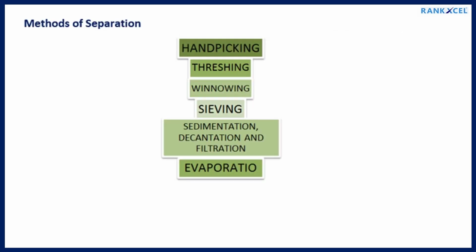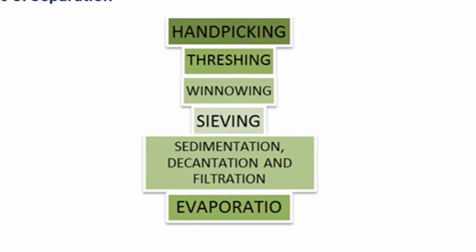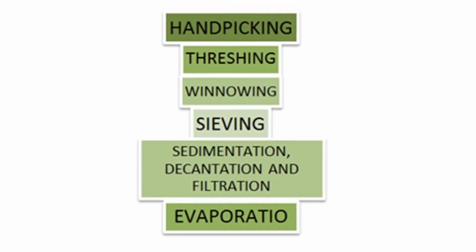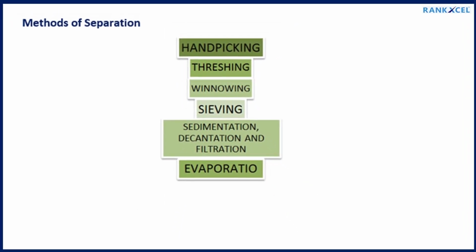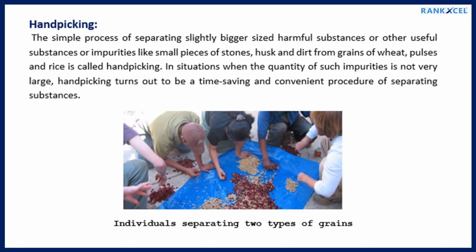Methods of separation. Hand picking. The simple process of separating slightly bigger sized harmful substances or other useful substances or impurities, like small pieces of stones, husk and dirt from grains of wheat, pulses and rice, is called hand picking. In situations when the quantity of such impurities is not very large, hand picking turns out to be a time-saving and convenient procedure of separating substances.